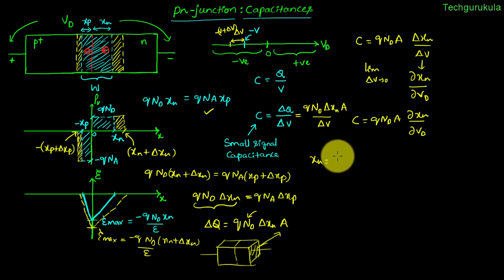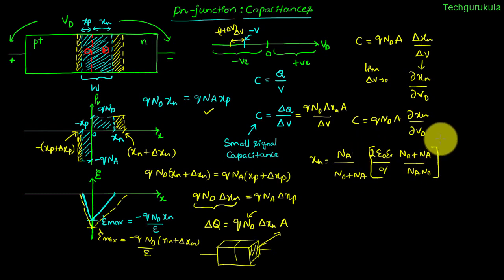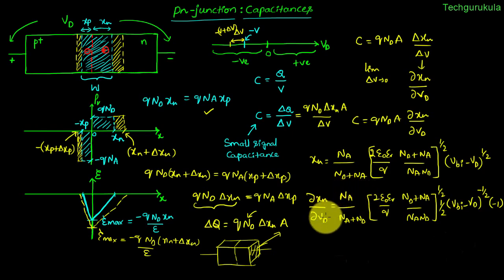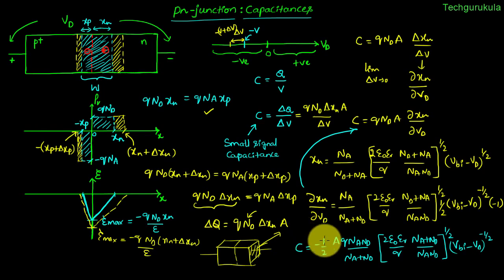Xn we know can be written as Na over Nd plus Na times W. And we know the formula for W, which is 2 epsilon naught epsilon r over Q times Nd plus Na over Na Nd whole power half times Vbi minus Vd whole power half. Now we need to find what is del xn over del Vd. We can write this as partial differentiation of xn with respect to Vd would be this value. Once we know this value, we can substitute this into this capacitance equation. The C value would be this.